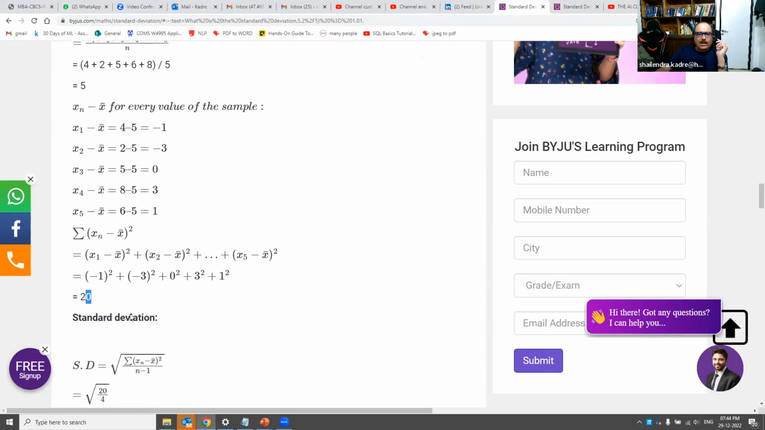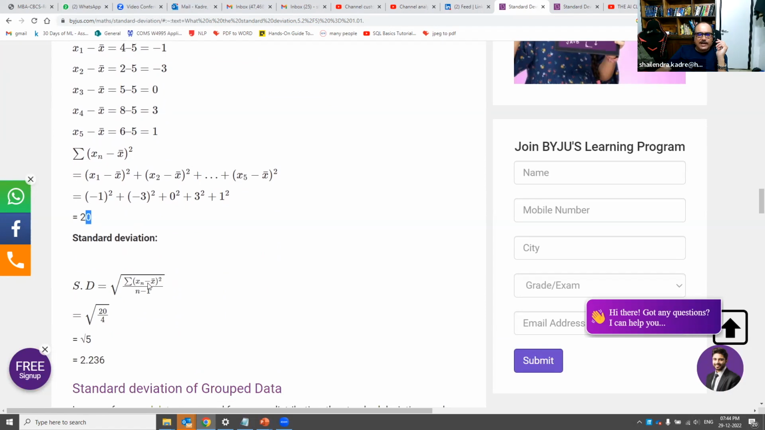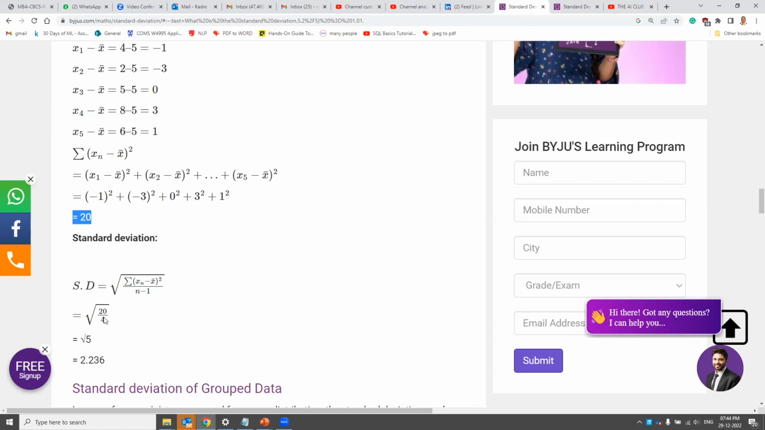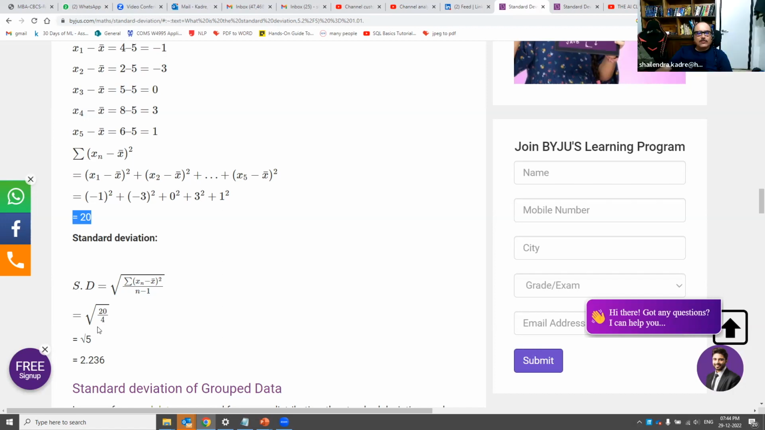So see, simple, what I have done: the summation of (x minus x bar) whole square was 20. That's what we calculated here, right? 20 I divided by n minus 1. N minus 1 will be how much? 4. So 20 divided by 4 means 5. So it will be root 5. So the standard deviation will be 2.236. Got it? That is how standard deviation is calculated.